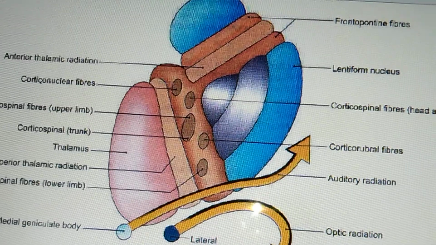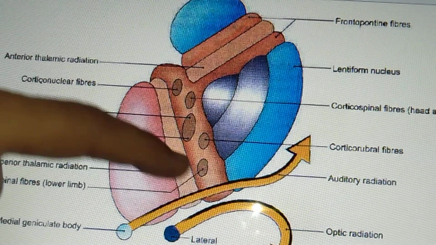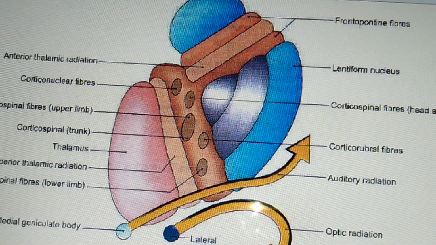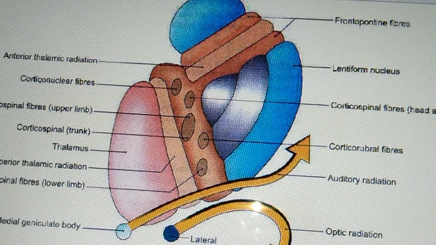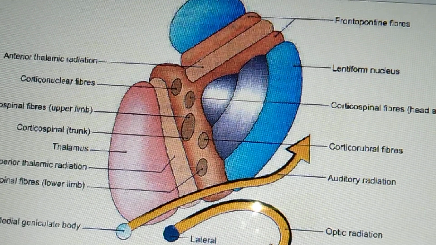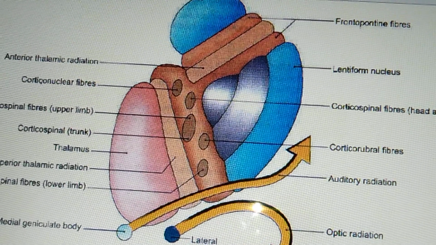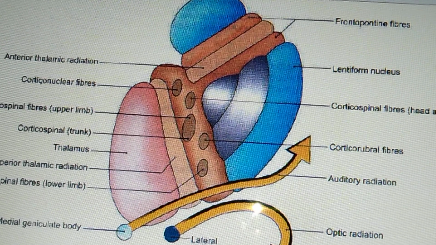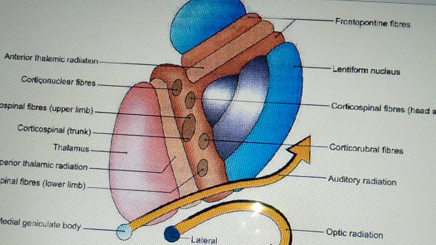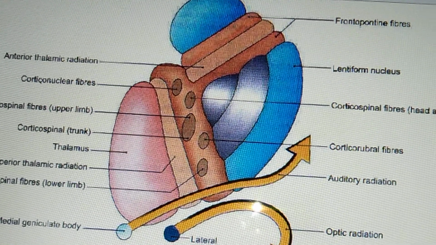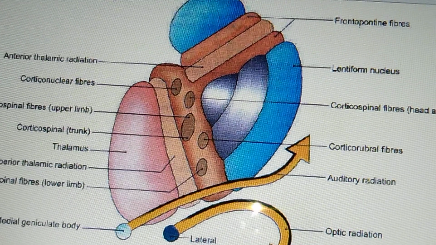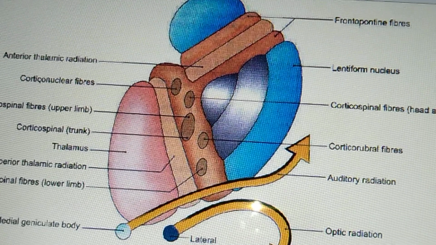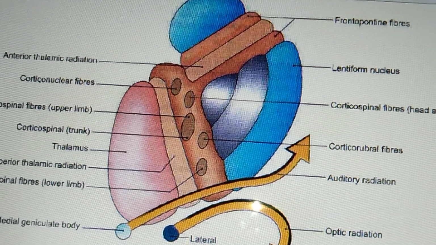Next is the superior thalamic radiation. Here you can see the superior thalamic radiation. Fibers of the ventral group of nuclei of the thalamus reach the sensory areas of the frontal and the parietal lobe. I hope you remember the different nuclei of the thalamus. You already know about the thalamus, so it is easy to correlate now. So, superior thalamic radiation: fibers of the ventral group of nuclei of the thalamus reach the sensory area of the frontal and parietal lobes.